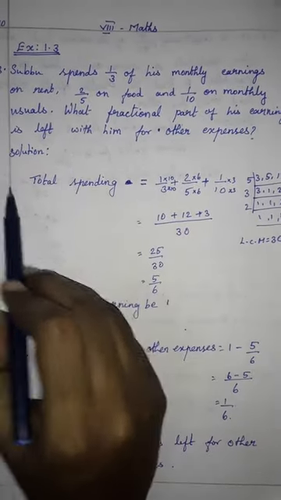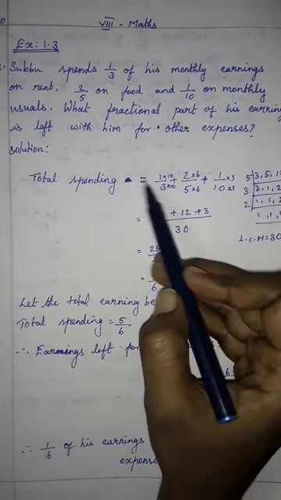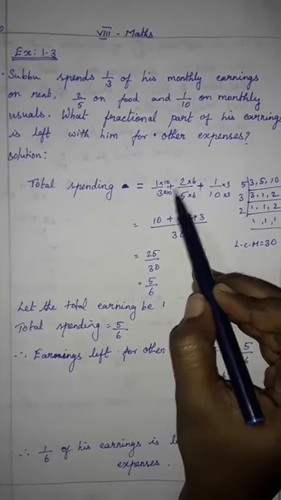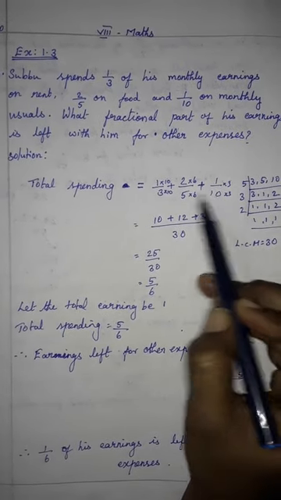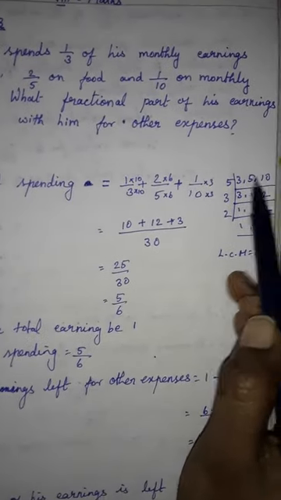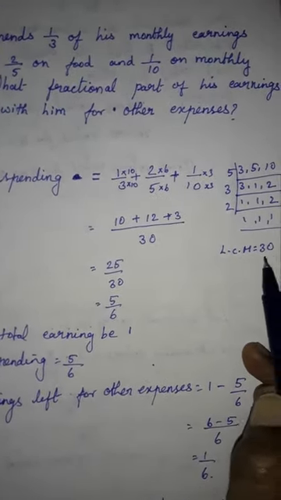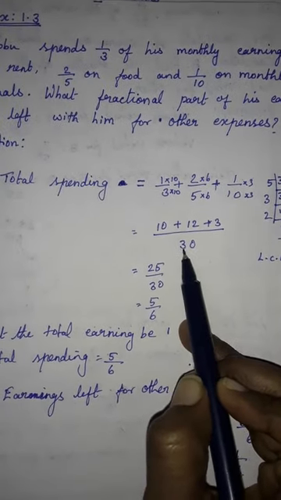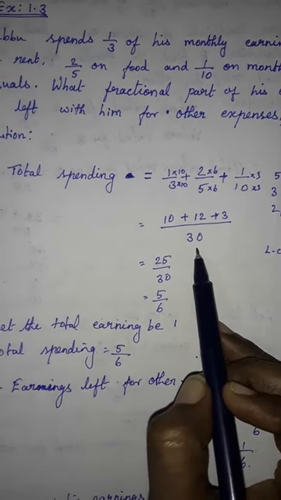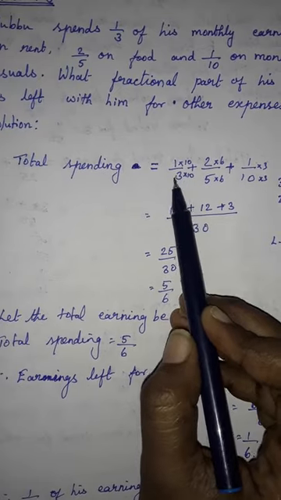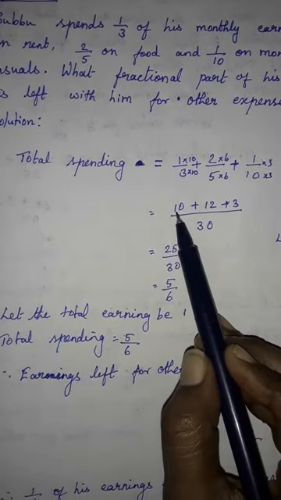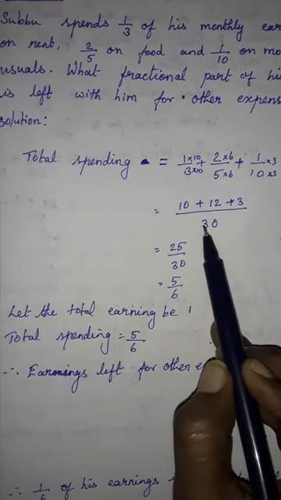For that, first you have to find the total spending on food, rent and monthly usuals. That is 1 by 3 plus 2 by 5 plus 1 by 10. Since the denominators are different, you have to take the LCM for 3, 5 and 10. The LCM for 3, 5 and 10 is 30. After taking the LCM 30, you have to convert the given rational numbers into equivalent rational numbers with denominator 30. For that, you have to multiply 1 by 3 by 10, 2 by 5 by 6, and 1 by 10 by 3. We get 10 plus 12 plus 3 by 30.